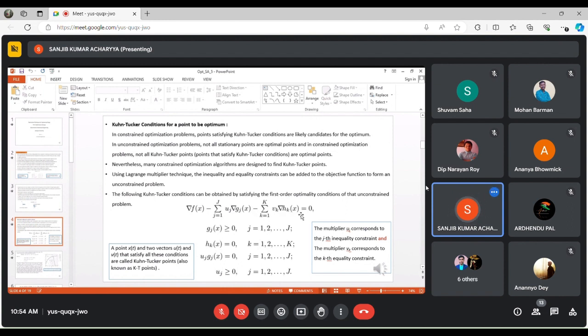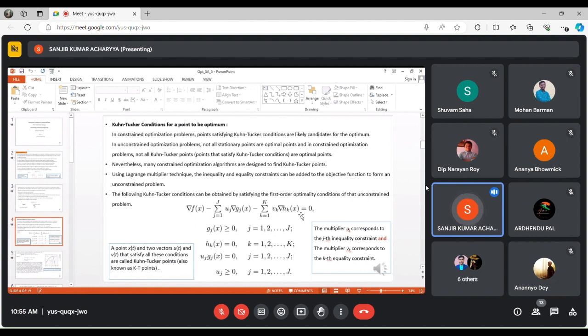So we have introduced J number of u parameters and K number of v parameters, and we have calculated grad g, grad h and grad f(x), and then equated to 0. It is the first equation to be satisfied by the Kuhn-Tucker points. Is it understood? Yes, sir.